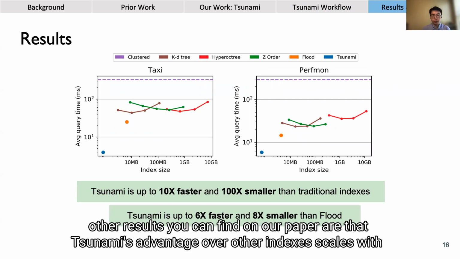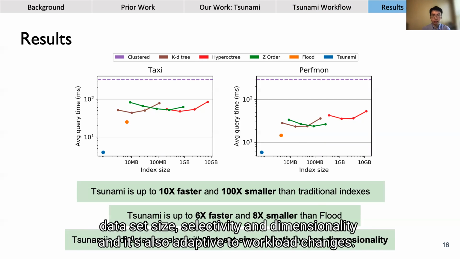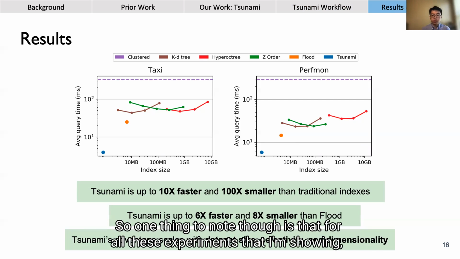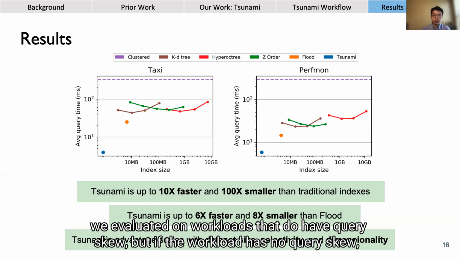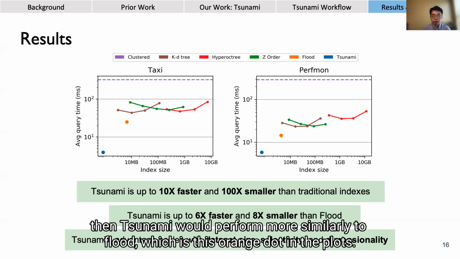Some other results you can find in our paper are that Tsunami's advantage over other indexes scales with dataset size, selectivity, and dimensionality, and it's also adaptive to workload changes. So one thing to note, though, is that for all these experiments that I'm showing, we evaluated on workloads that do have query skew. But if the workload has no query skew, then Tsunami would perform more similarly to Flood, which is this orange dot in the plots.